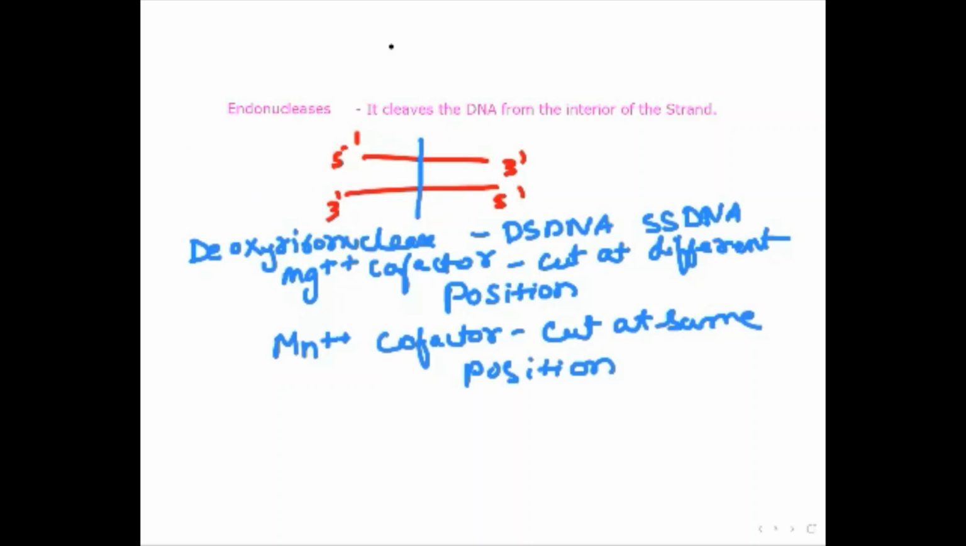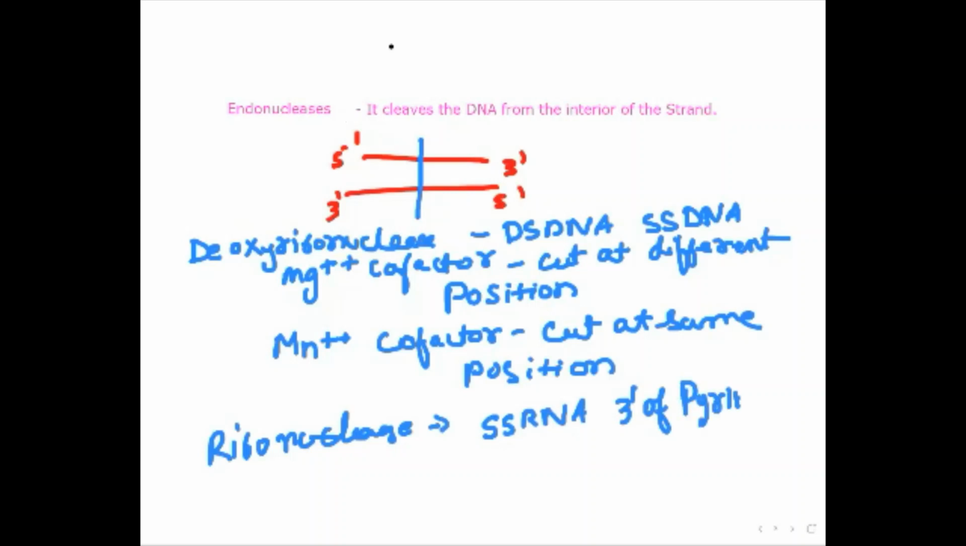Now let's do ribonuclease, that is RNAs. So what does ribonuclease do? It cleaves the single-stranded RNA. Ribonuclease works at single-stranded RNA and cuts at the 3' end. Let me write it properly: the 3' end of pyrimidine. This is very important. It cuts at the 3' end of the pyrimidine.